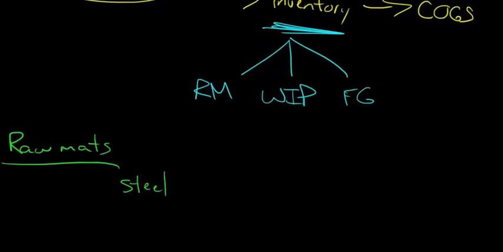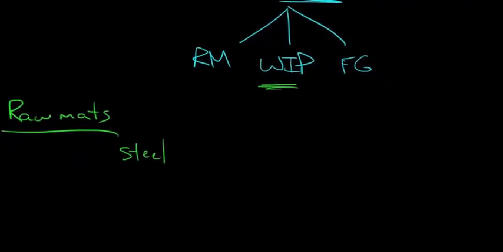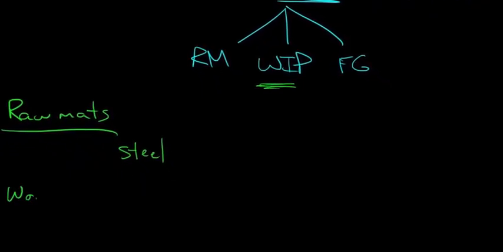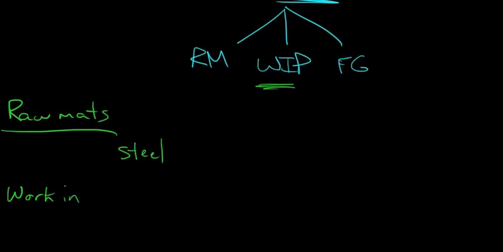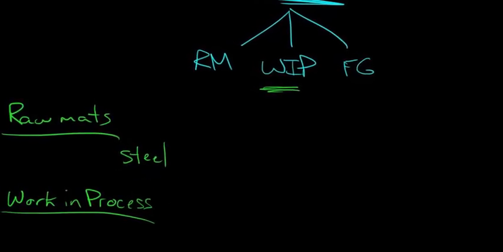Now when we think about this WIP component, we've got the work in process. How does this differ from the raw materials? Well, now we've done some work to the steel, or whatever the raw materials are. We've done some work to it, but it's in process. That means it's not finished yet.